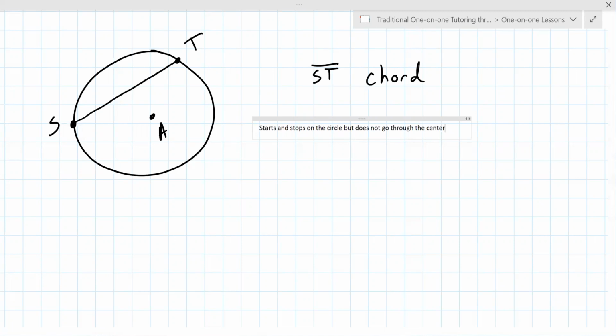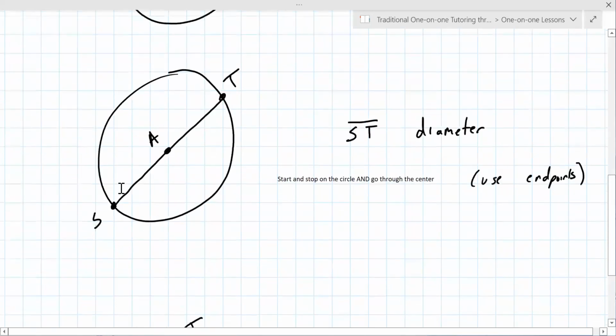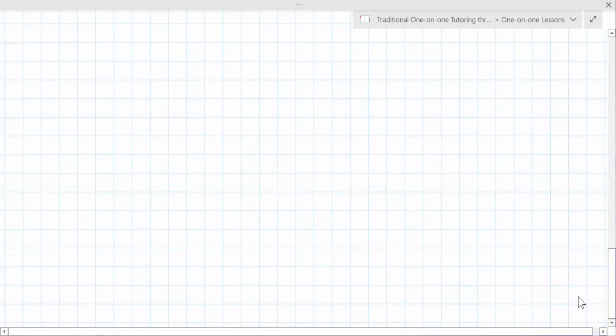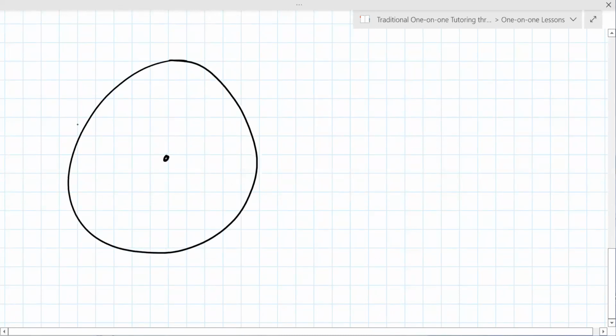Sometimes when people cut an apple, they don't go through the center, they just chop off those little side pieces. Whereas if you cut it right down the middle, then it's a diameter. Any questions on those 3 things? No, not yet. Okay, so here's a problem for you to try.